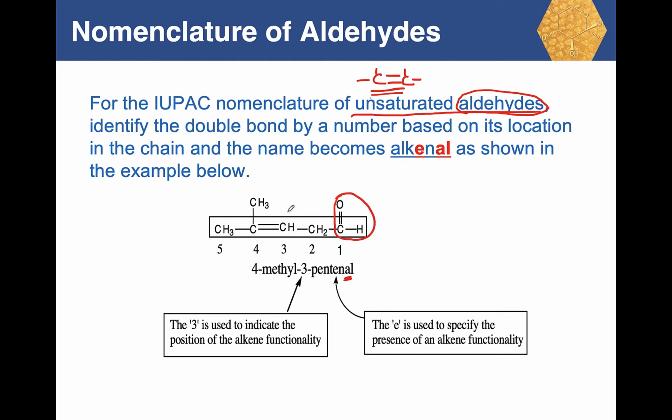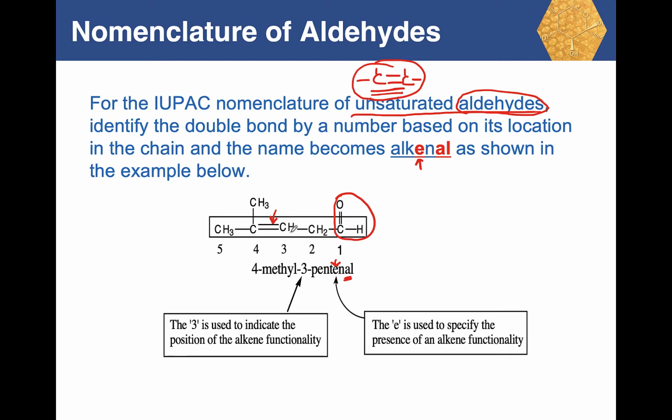We have to indicate the presence of the double bond. That's indicated by this E right here. So we change the A from the alkane to E, so it's an alkenal. So this becomes a pentenal. Make sure you write an E and not an A, because once you write an E, it is indicating the presence of unsaturation in the molecule.